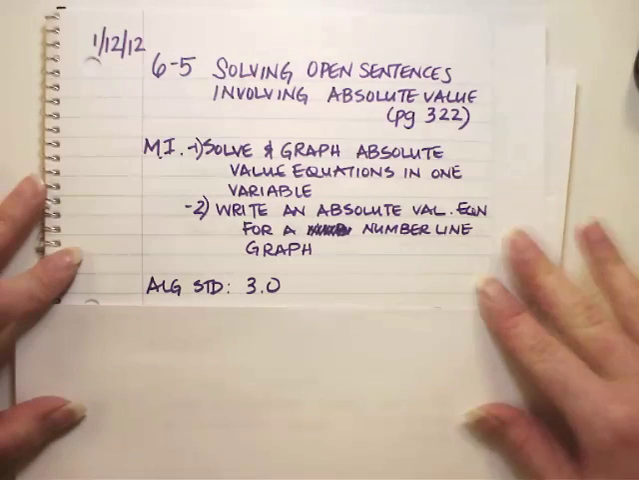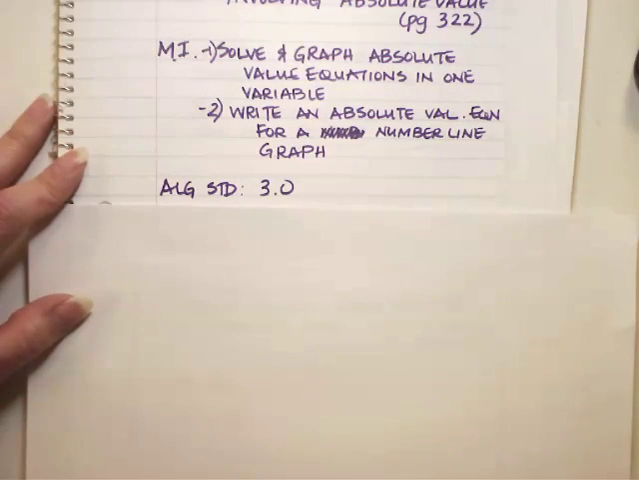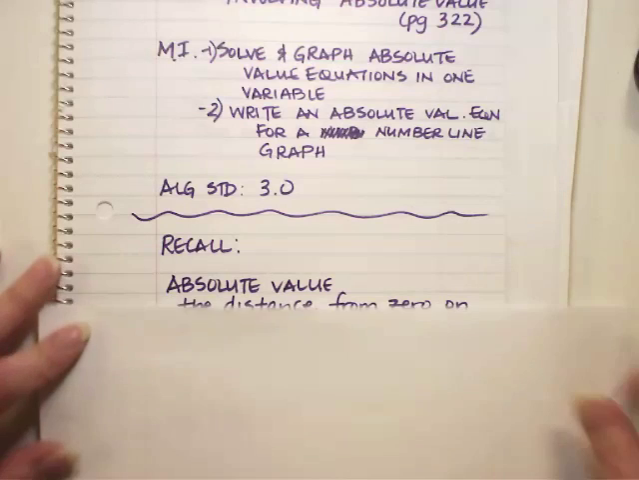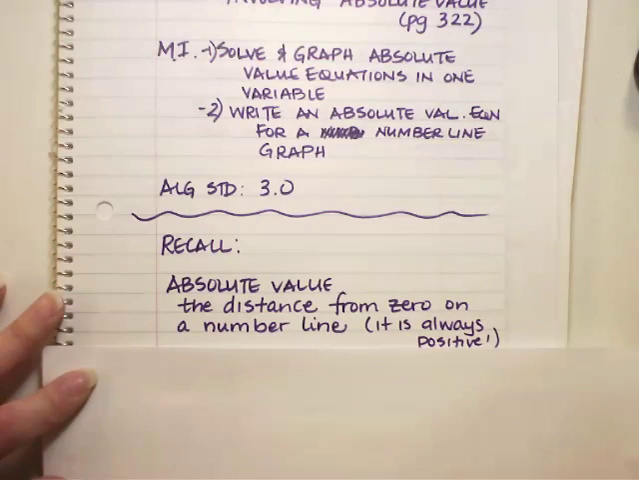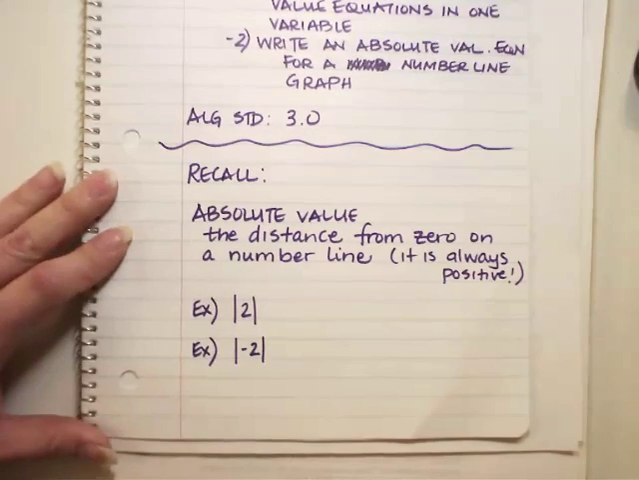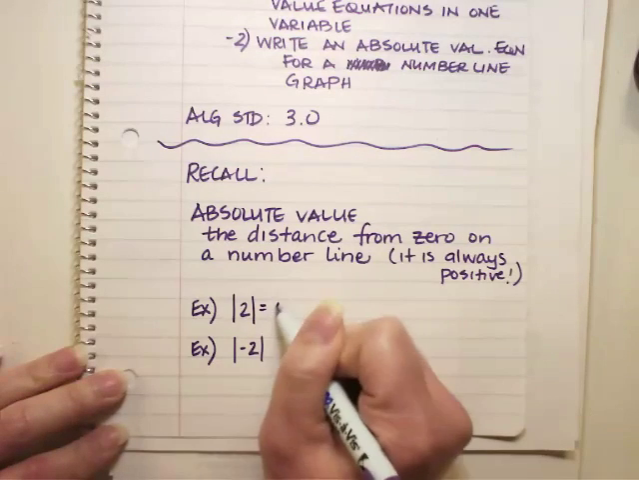So kind of recall back to last year, or even the year before that. You remember covering absolute value? Anybody remember what absolute value stands for or what it is? Well, absolute value is, you got it, the distance from 0 on a number line. And yes, it is always positive. So do you guys remember working on these type of problems where they gave you a number in the absolute value bar? So what is the absolute value of 2? In other words, how far is 2 away from 0? Well, 2 is exactly 2 spaces away from 0.